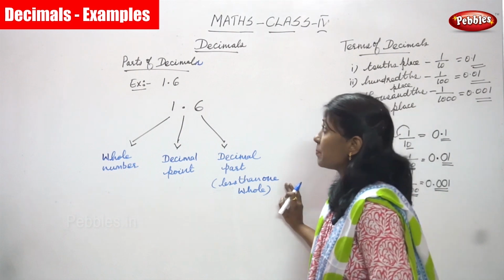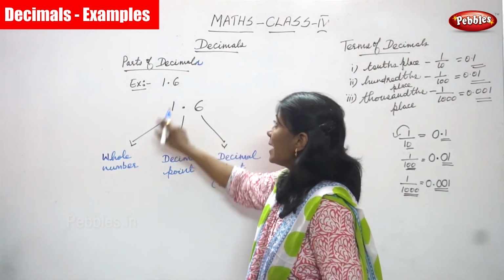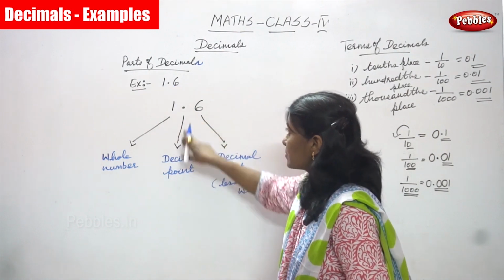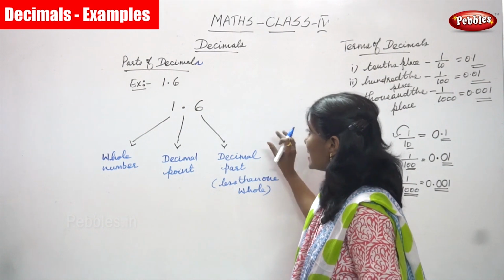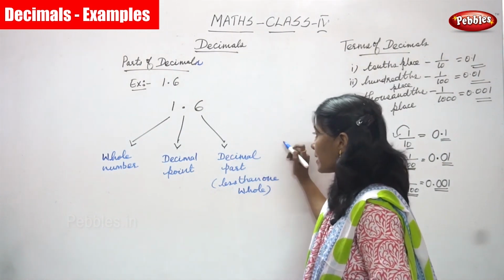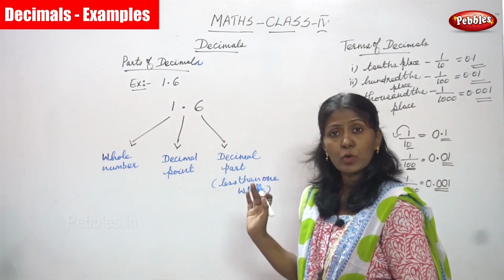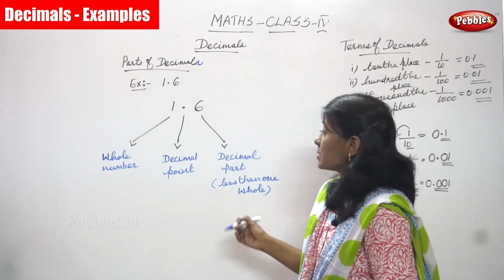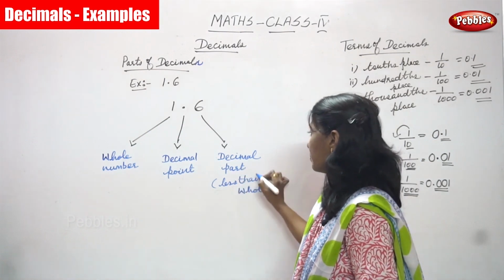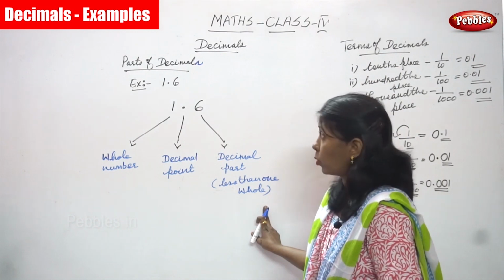I'll repeat once again. Parts of a decimal, that is 1.6. 1 is a whole number and point is a decimal point. This point is called a decimal point, and this 6, what do you call it? 6/10 we can say, because I've told you, decimal part. This part is a decimal. After the point, we can call it a decimal part or decimal number. That is what a decimal part, a decimal number, we call less than 1 whole.